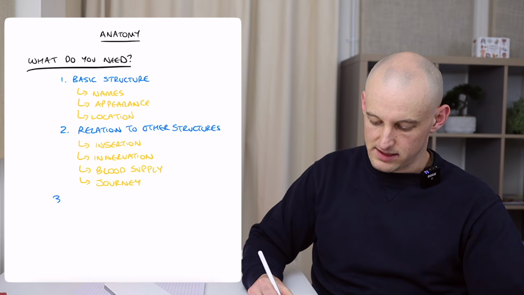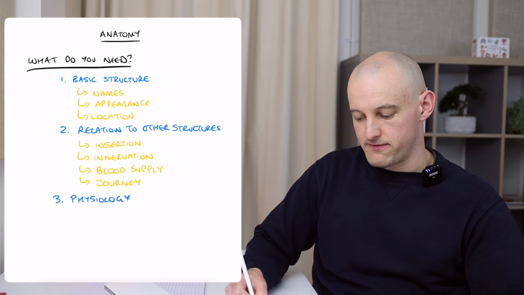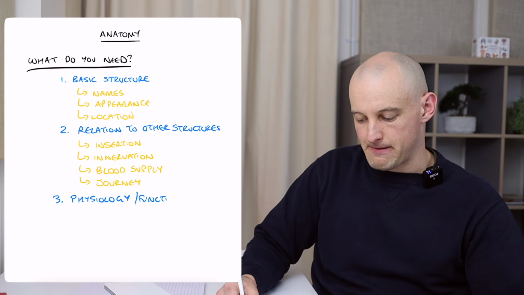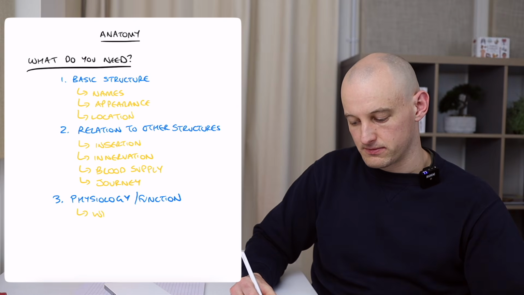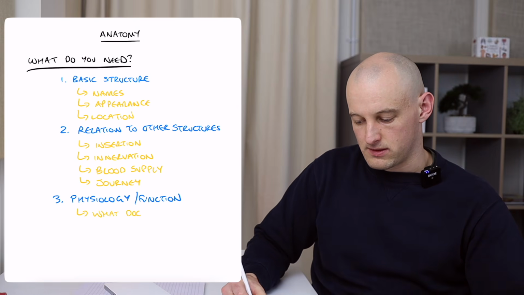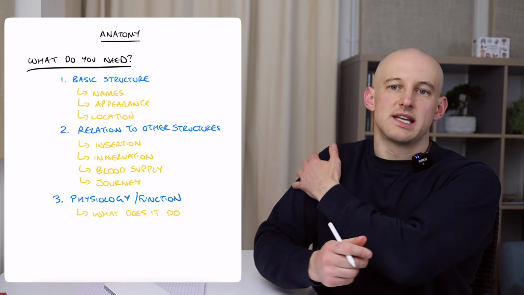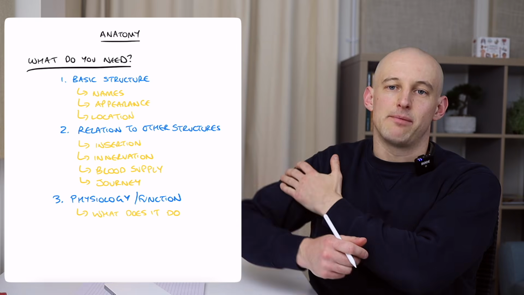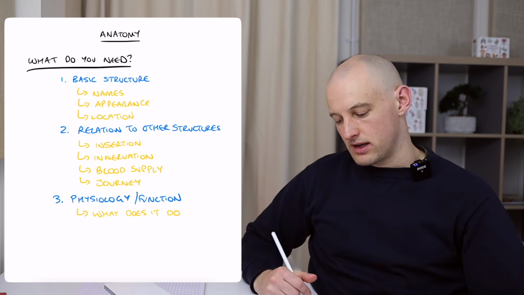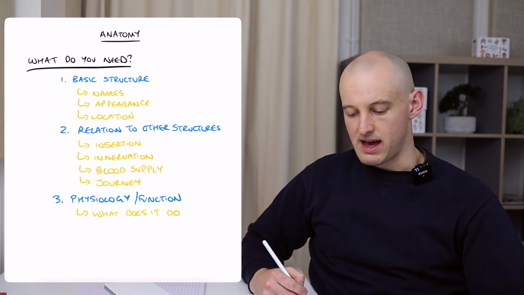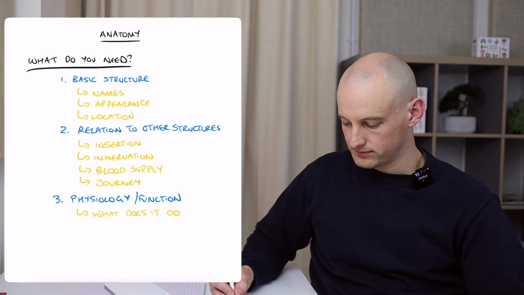Then the next thing is, what is the physiology or the function? So basically, what does it do? With a muscle, let's say you've got the deltoid muscle, that abducts the humerus at the shoulder. So you want to know the function of that muscle or that blood vessel or that organ.